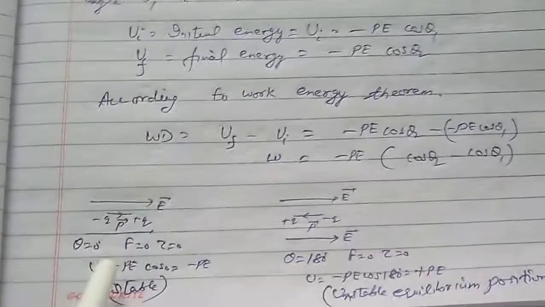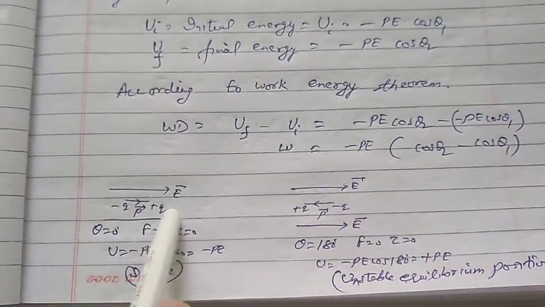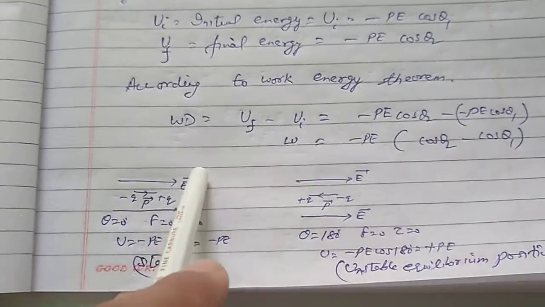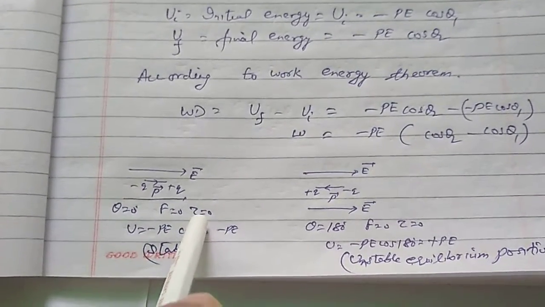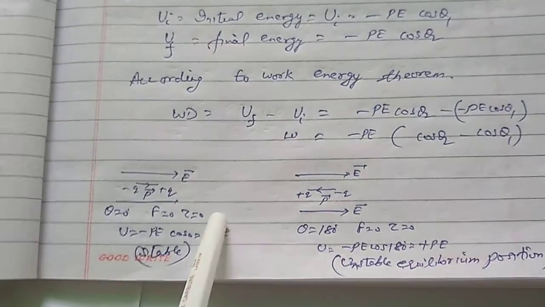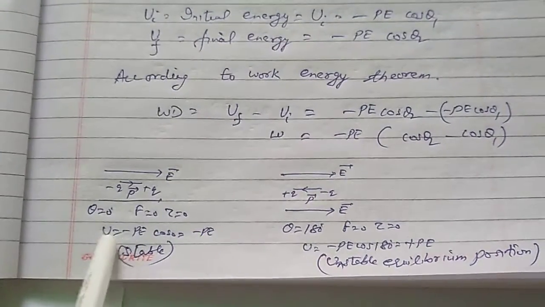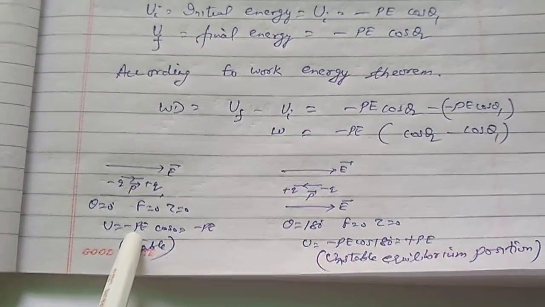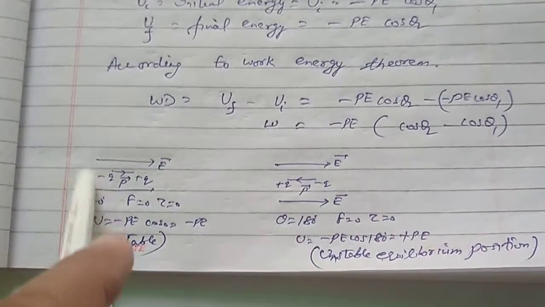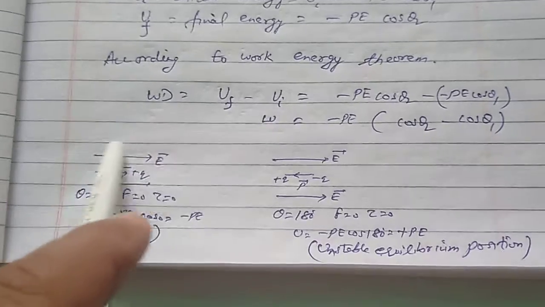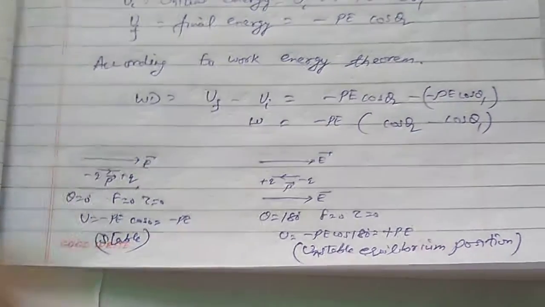Again, come to the same point. When you are placing the dipole in the same direction as the electric field, when theta is 0 degrees, force is 0, torque is 0, and cos 0 is 1. So therefore U equals minus P. And this minus P is the minimum potential energy. So that's why this particular position is the stable equilibrium position.